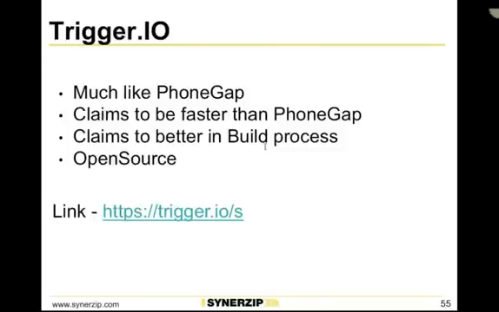So you can use those names interchangeably. Trigger.io is much like PhoneGap. It's built on the same paradigm as PhoneGap. It's much newer, and we have to investigate it further. But it claims to be faster than PhoneGap, and it claims to have a better build process than PhoneGap.